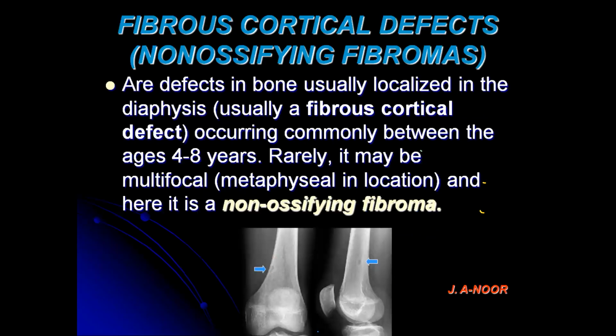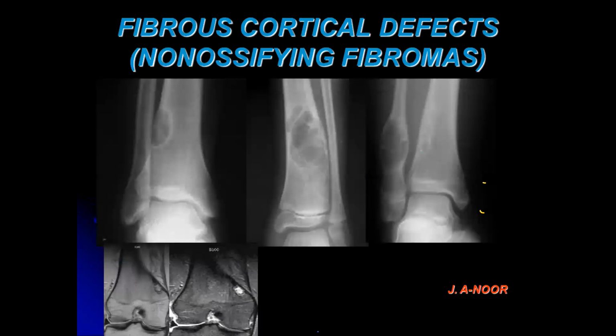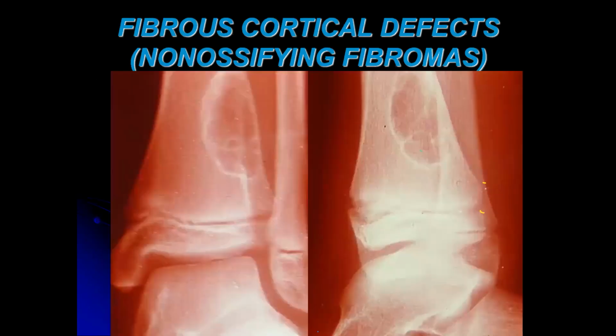Fibrous cortical defects are quite common. They occur in children 4 to 8 years. Most of them subside with time. They grow out of them, and they are benign lesions. I'm not going to carry on more. This is a large fibrous cortical defect. And in this case, we should pay attention to prevent an insufficiency fracture. Many of these cases require bone grafting and correct mold.